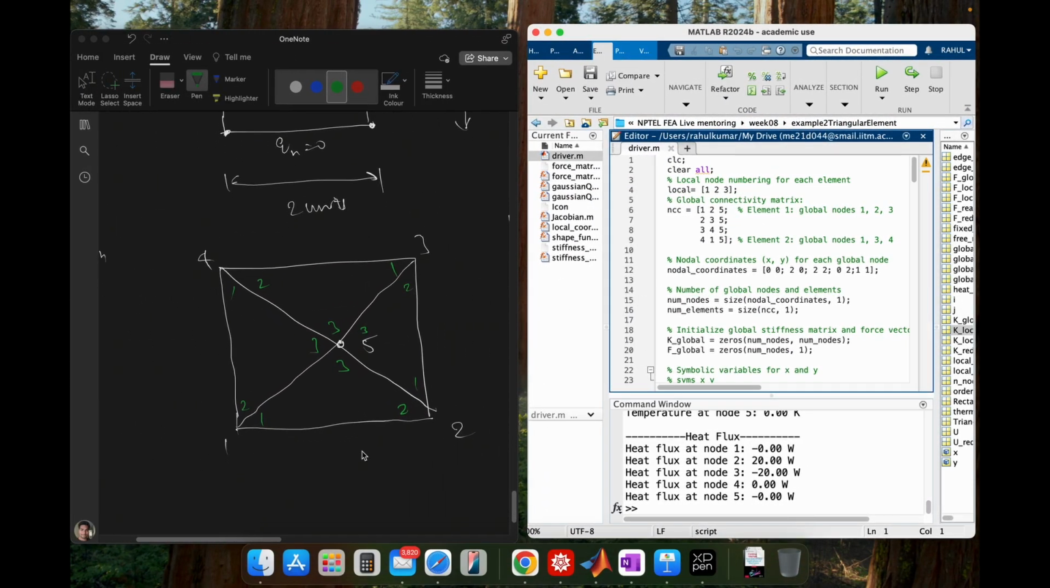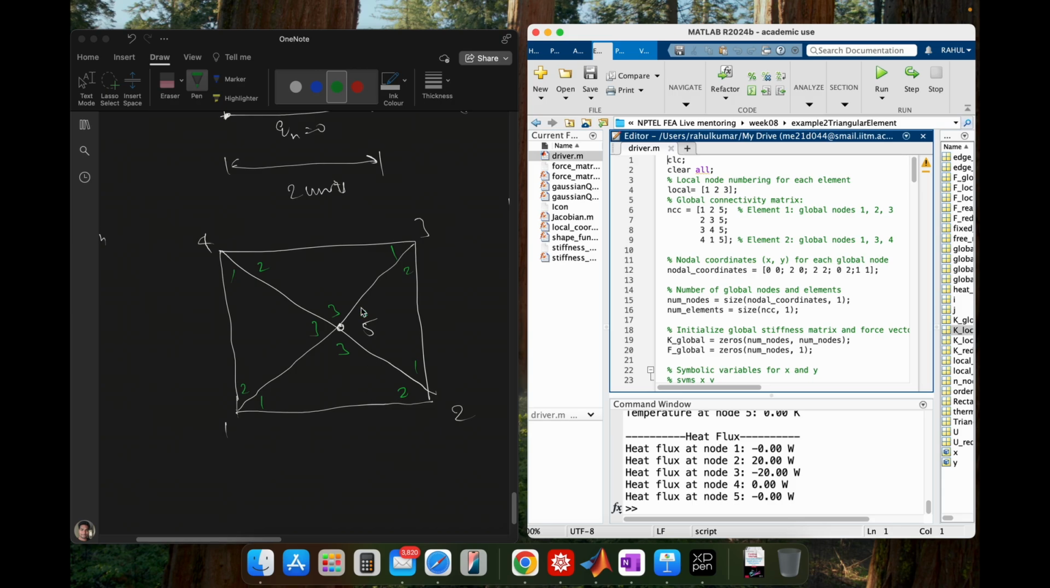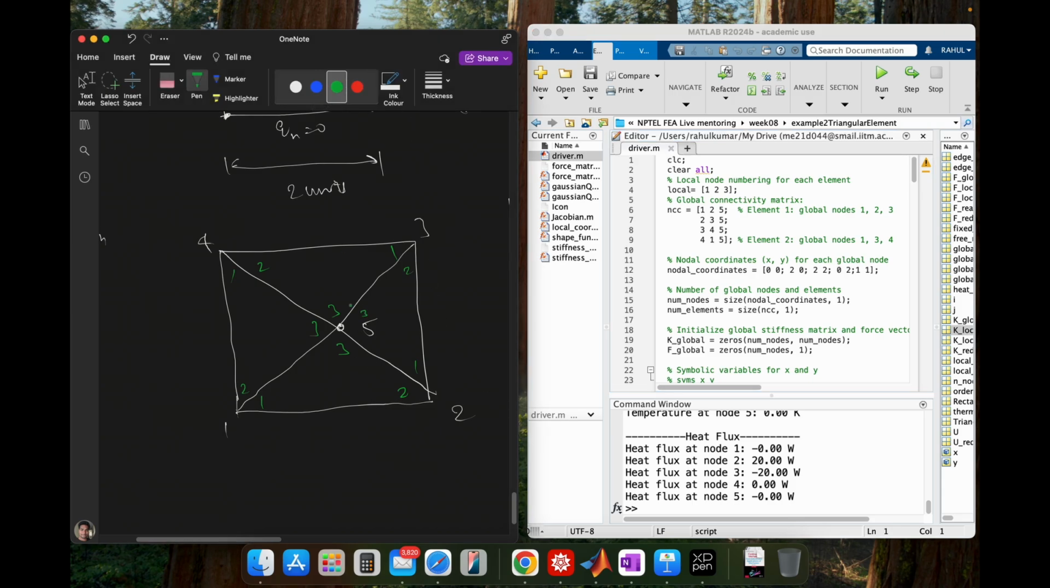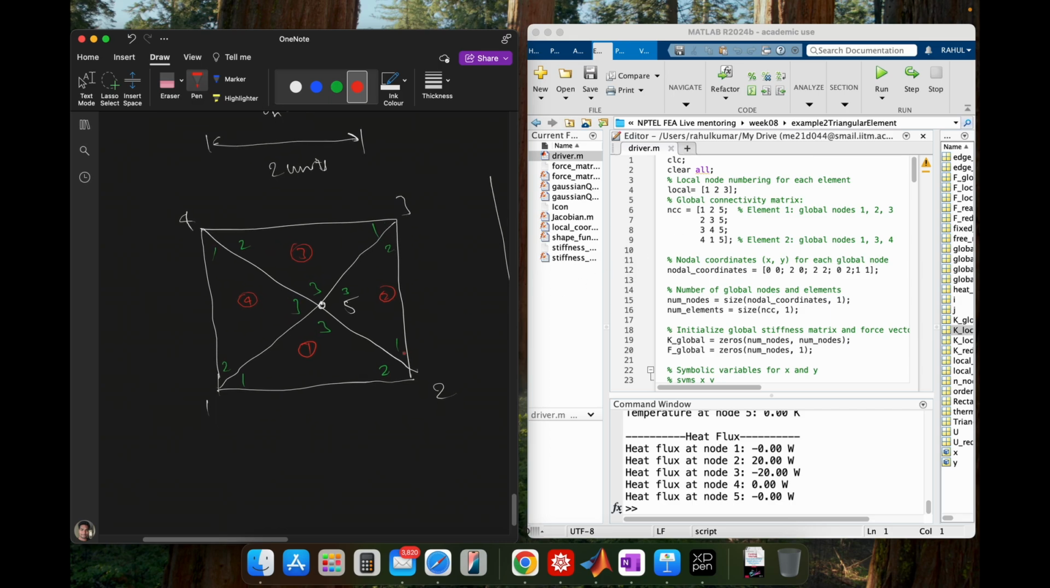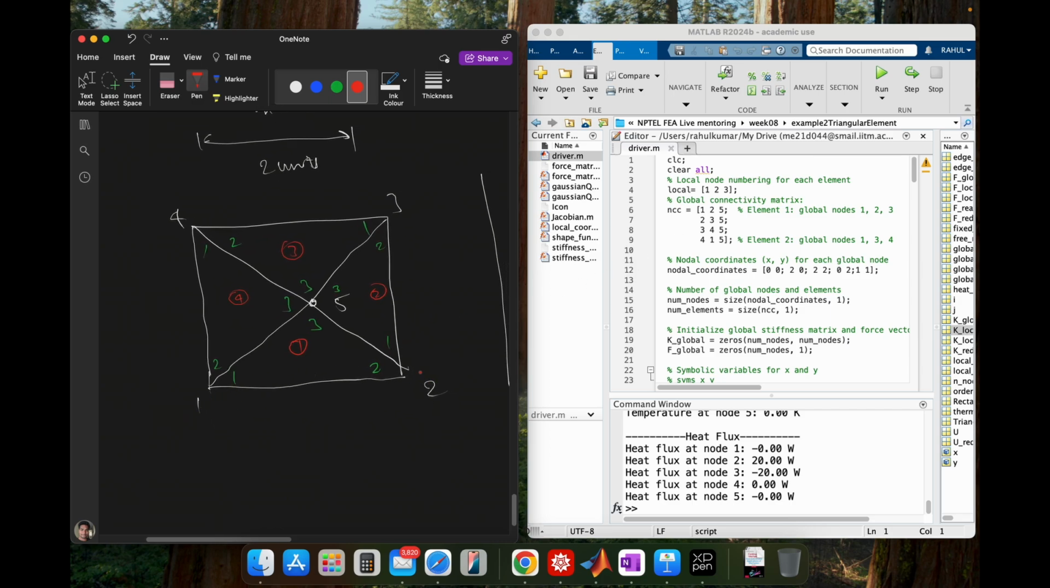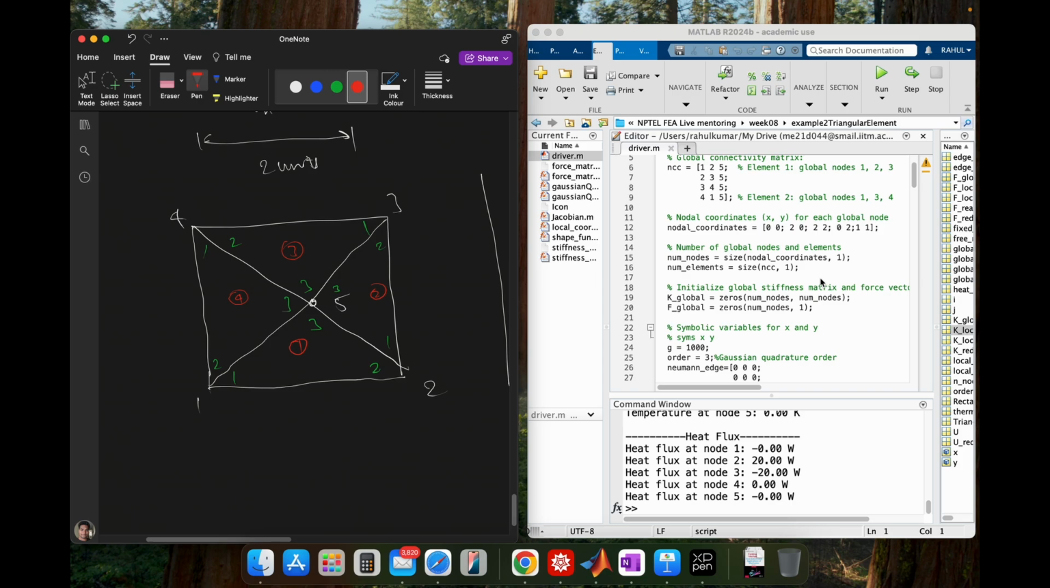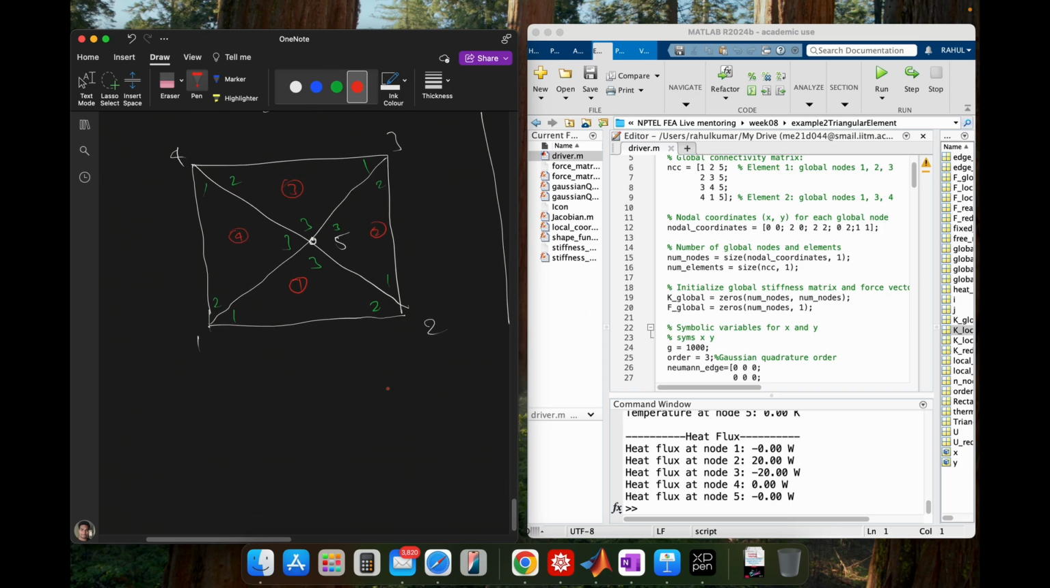First we need to see the connectivity. Suppose this is element 1, element 2, element 3, element 4. For element 1, the global connectivity is 1, 2 and 5. Element 2 is 2, 3 and 5. Element 3 is 3, 4 and 5. And element 4 is 4, 1 and 5. What are the nodal coordinates? They are 0, 0; 2, 0; 2, 2; 0, 2; and 1, 1. And we also need to see the Neumann edges.